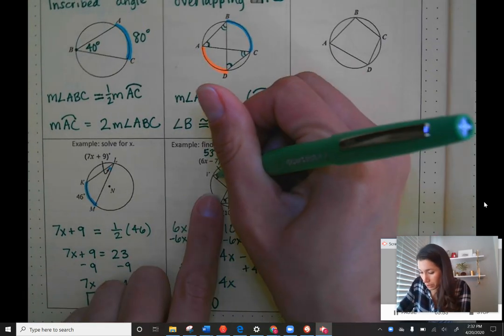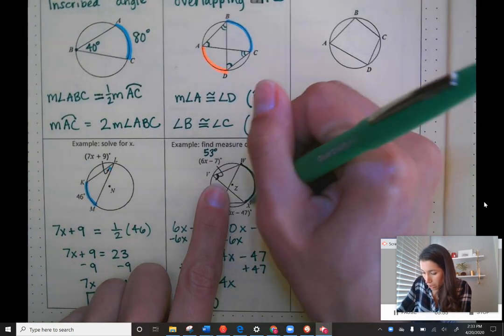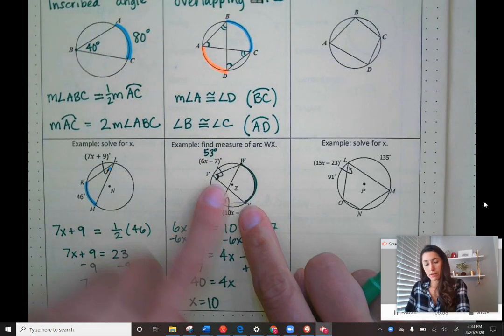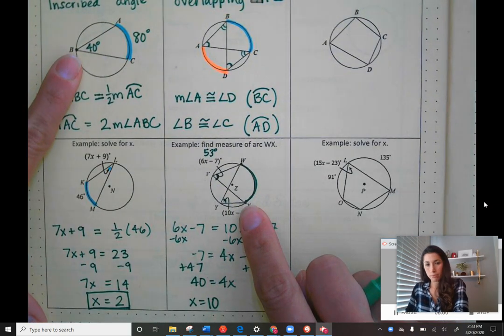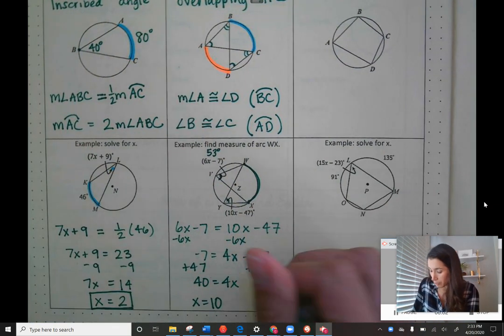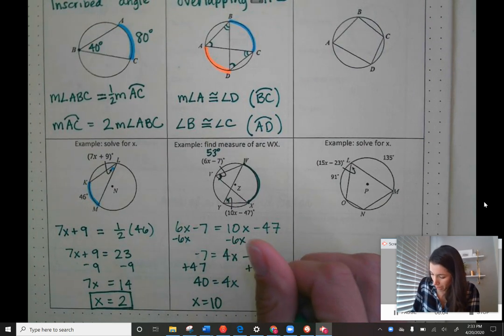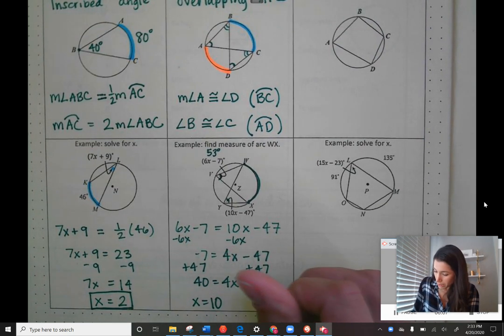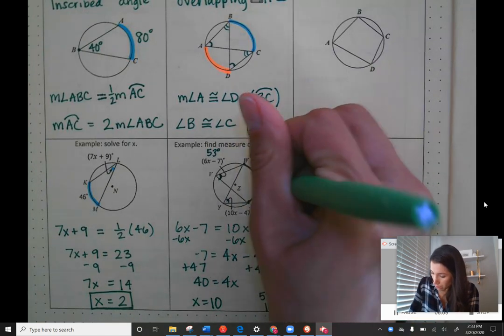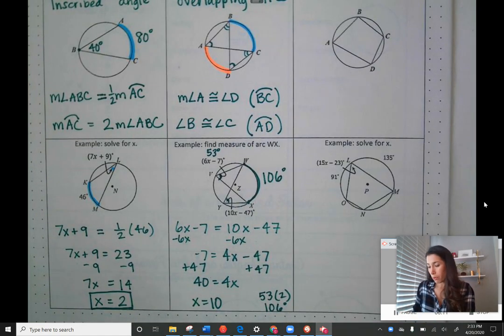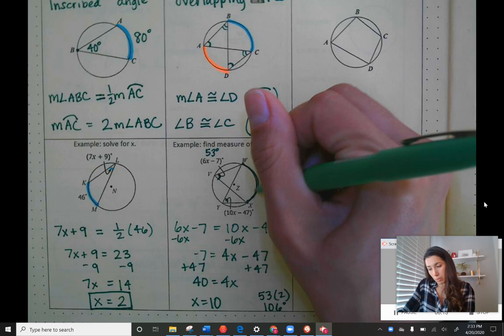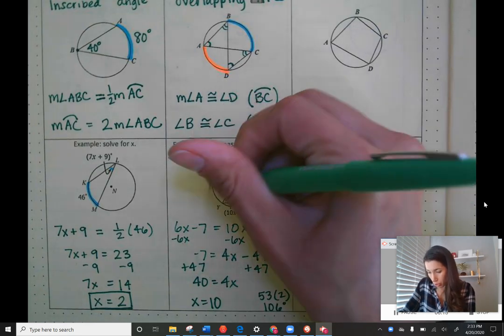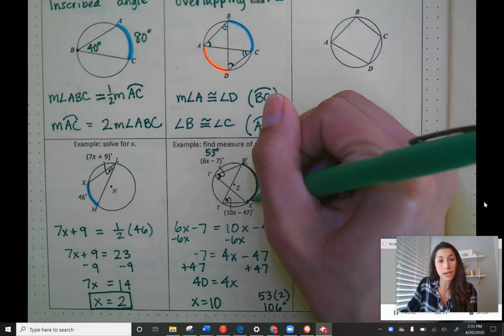So if this angle here is 53, this arc is going to be double that amount, kind of looking back to this idea here. So if I take 53 and we multiply it by 2, that will be 106 degrees. So this is the arc angle measure that we were looking for, 106. So the 106, remember, is just in terms of the entire circle being 360. This is 106 of that degrees.